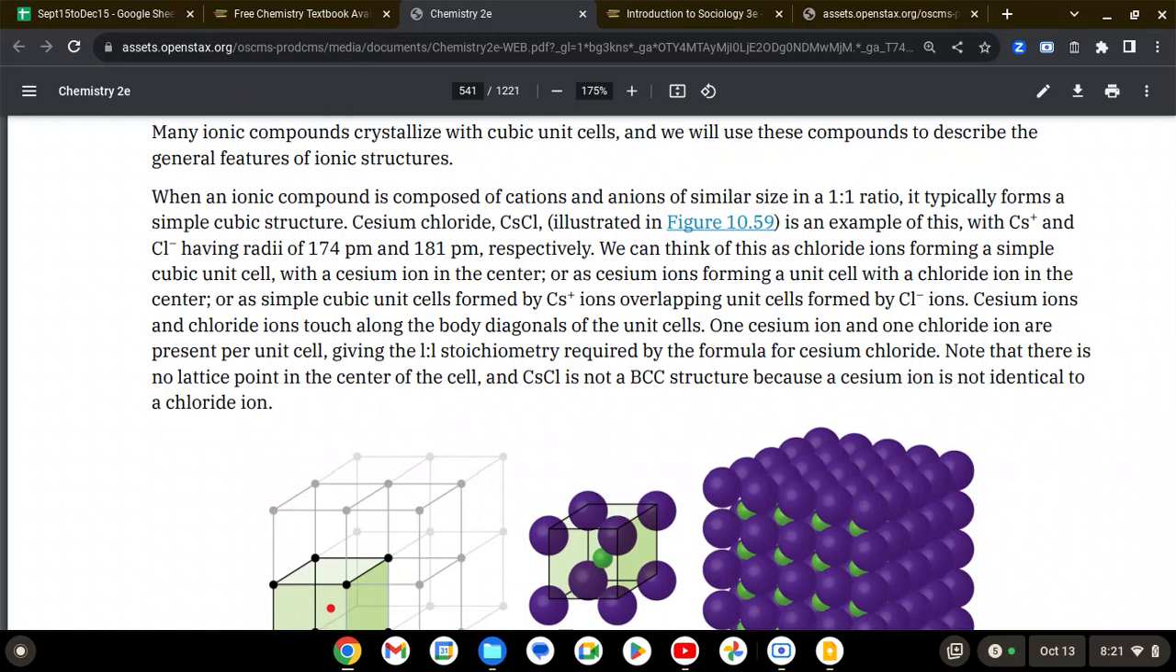Cesium ions and chloride ions touch along the body diagonals of the unit cells. One cesium ion and one chloride ion are present per unit cell, giving the 1 to 1 stoichiometry required by the formula for cesium chloride. Note that there is no lattice point in the center of the cell, and cesium chloride is not a BCC structure because a cesium ion is not identical to a chloride ion.